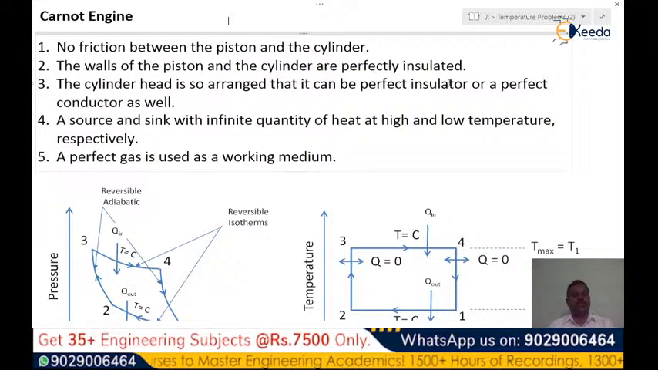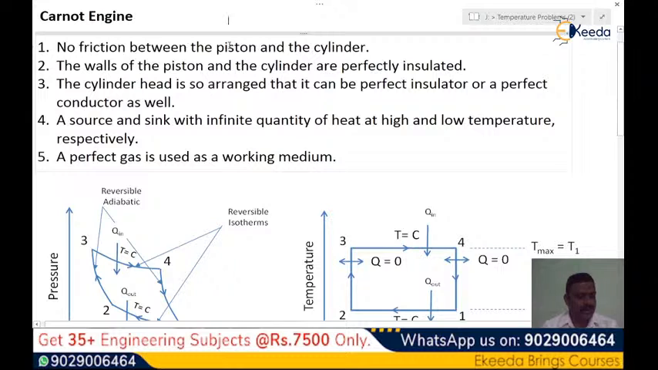This Carnot engine will have 4 processes, out of which 2 are reversible adiabatic processes and 2 are reversible isothermal processes. To derive the expression for the efficiency of a Carnot engine, we make the following assumptions. First, there is no friction between the piston and the cylinder. It is assumed that while the piston moves, there will not be any friction between the piston and cylinder.